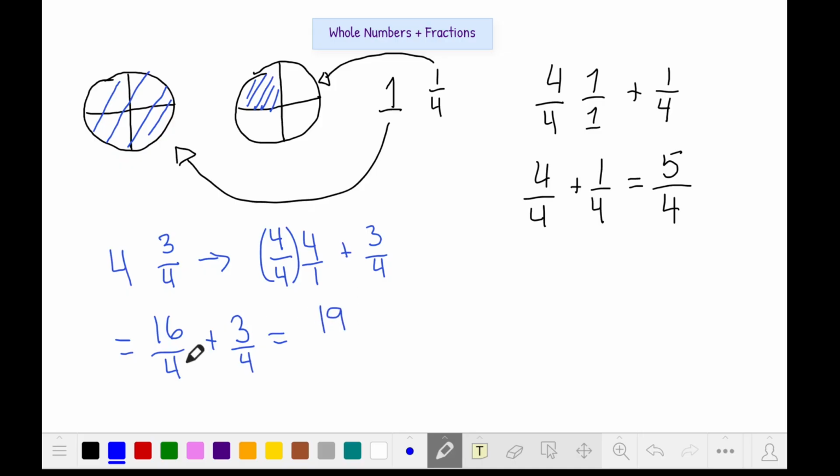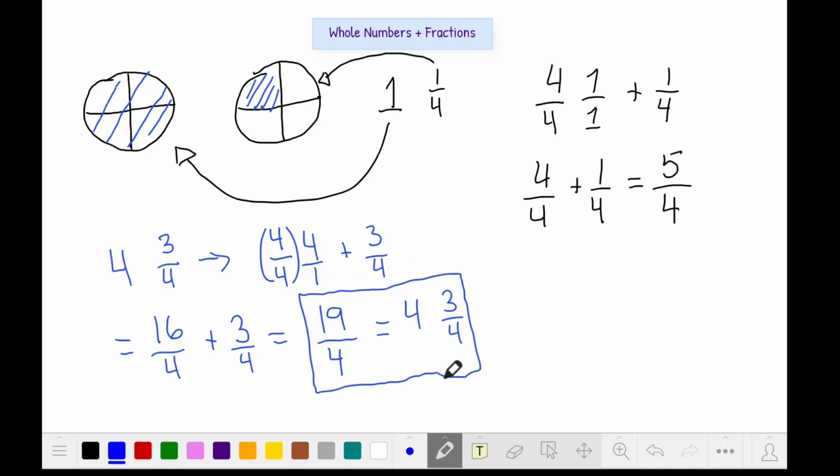And then again, we're talking about slices of size 4. So we've got 19 out of 4, which is the same thing as saying I had 4 whole things and 3/4 of the 5th unit. So these two are the same thing. Now, 19 out of 4 is a really easy way to figure out addition, subtractions, multiplications, and divisions, whereas 4 and 3/4 is a really easy way to visualize what we're actually talking about. So they both have their place.